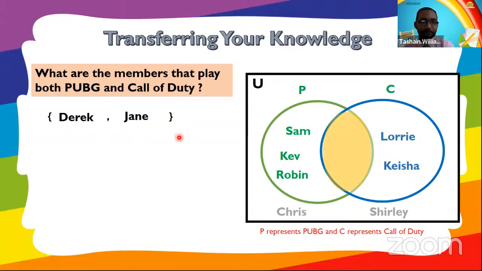Well done. Now, the shaded region here, boys and girls, represents, if you realize, an overlap of two sets, so set P and set C overlap. Are you seeing that? So this shaded region here is showing that in this region, these members would have been the persons who play both games. So if you said Derek and Jane, very good.